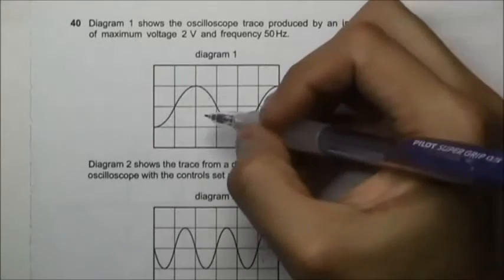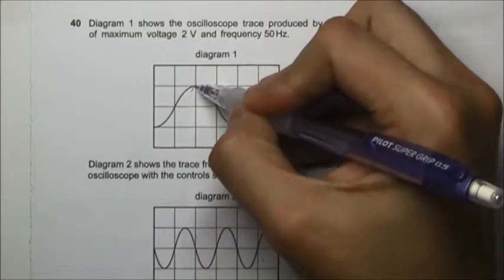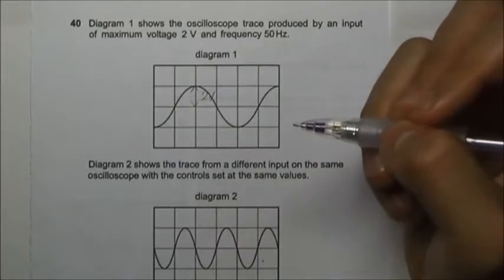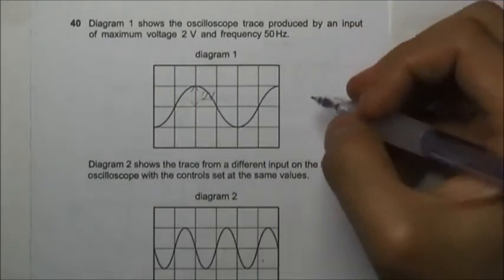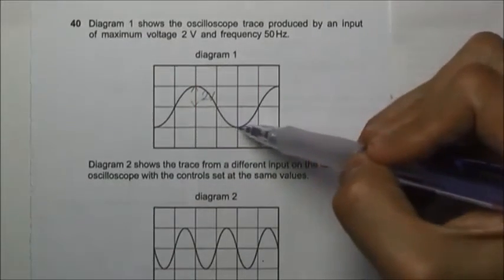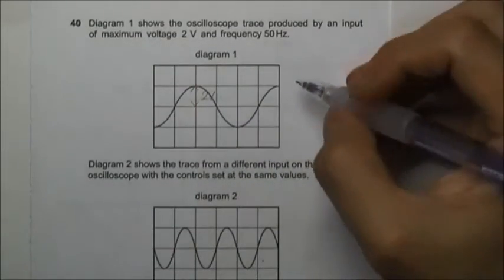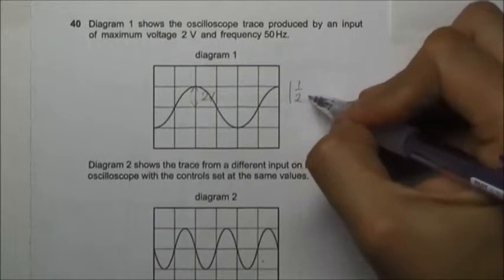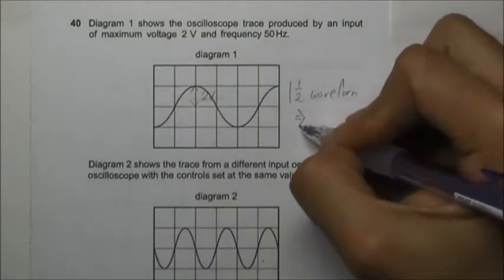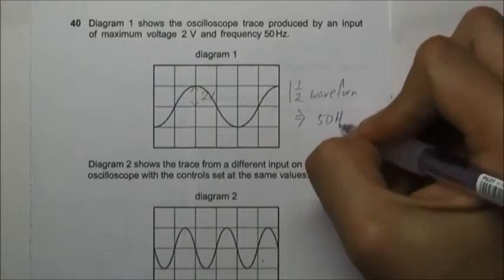Okay, in diagram 1, we are shown an input of maximum voltage 2 volt and frequency 50 Hz. So we see that the amplitude is represented by 1 square and it's 2 volt. So 1 square represents 2 volt on the y-axis. And we see that there's a total of 1.5 waveform. So 1.5 waveform is equivalent to 50 Hz.